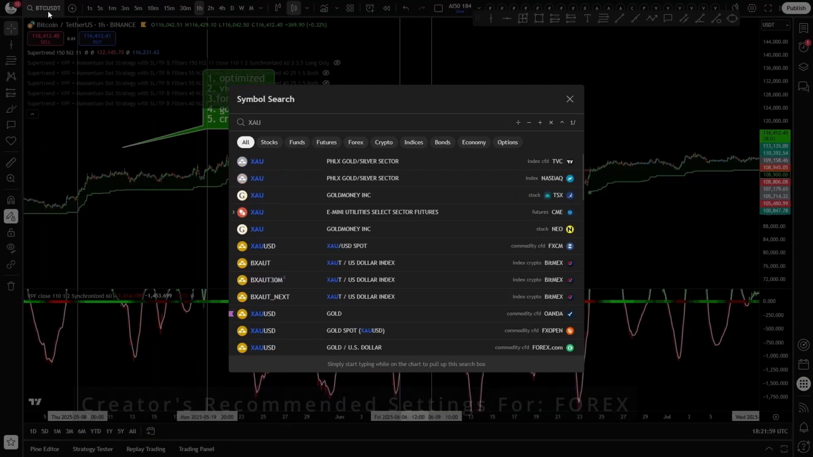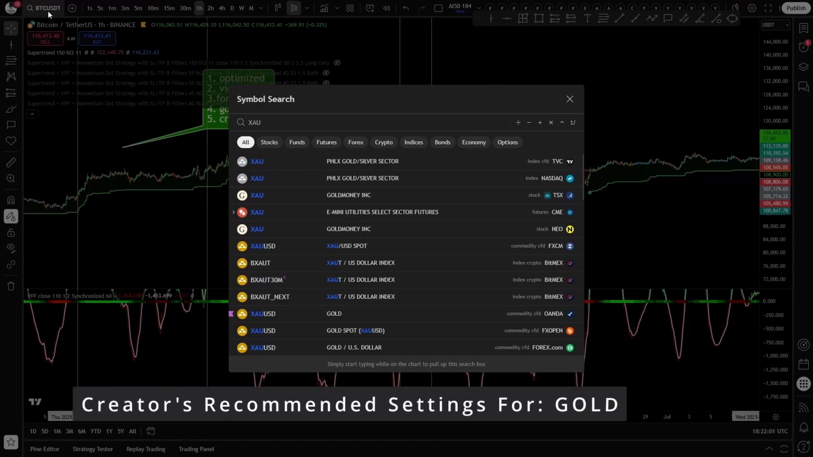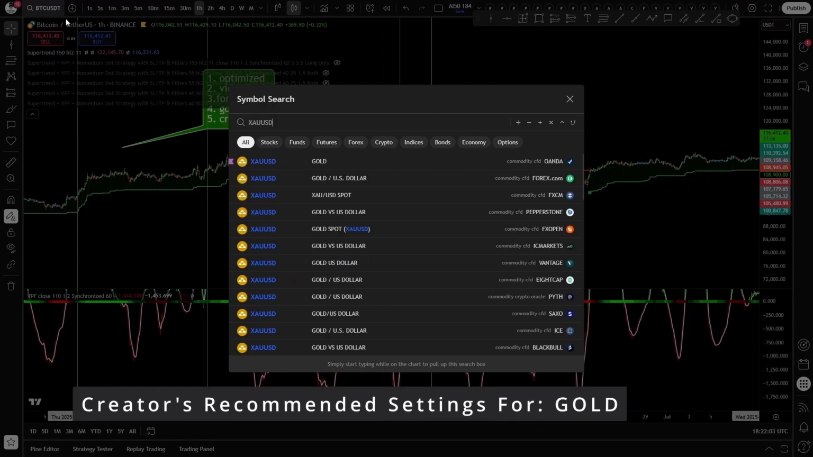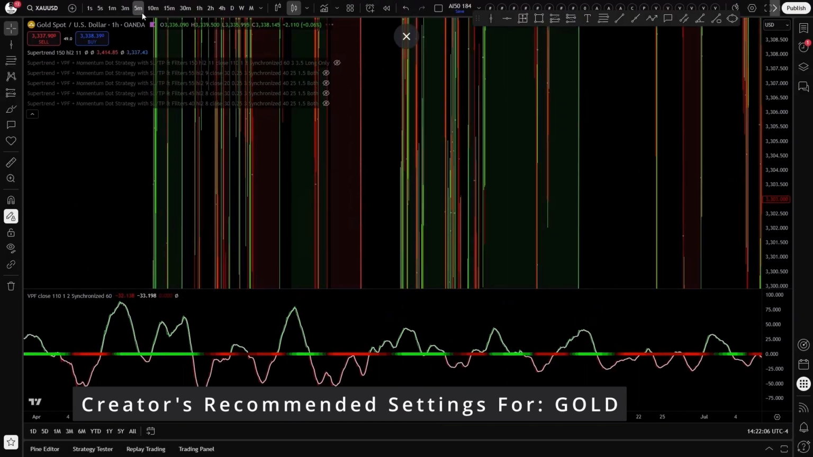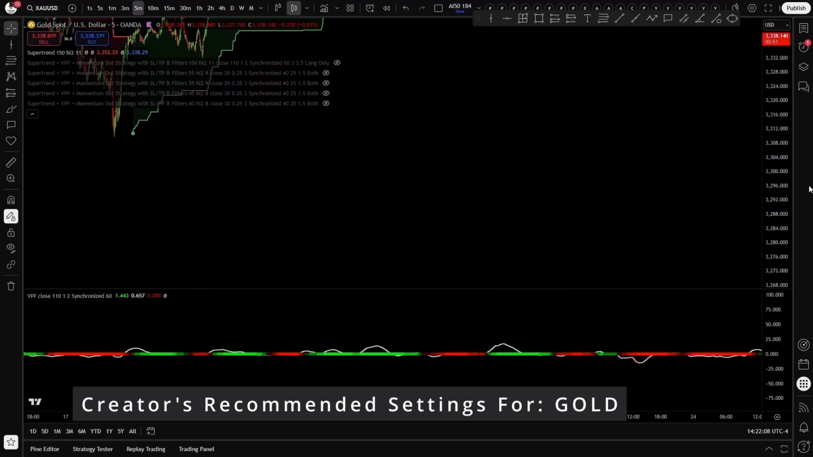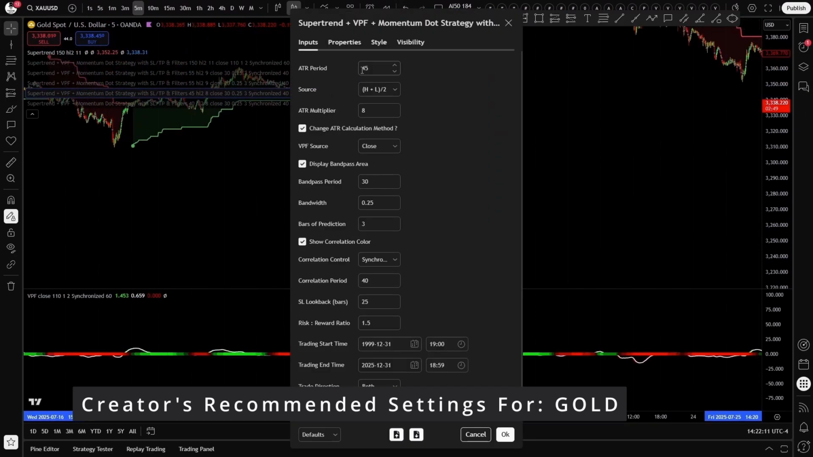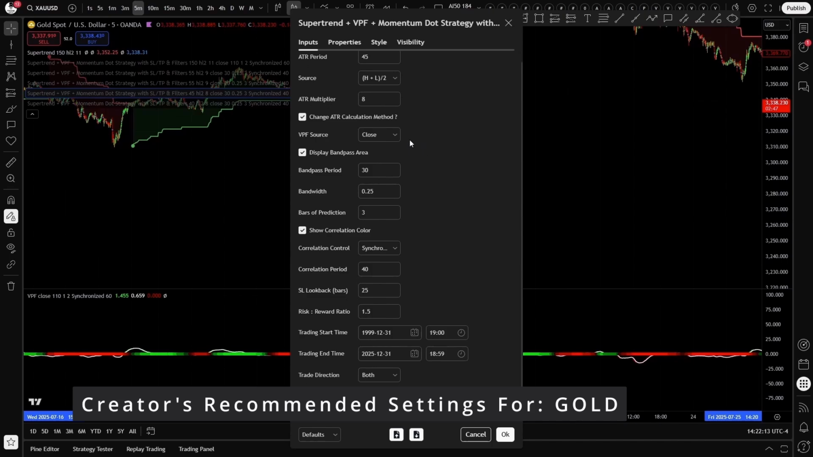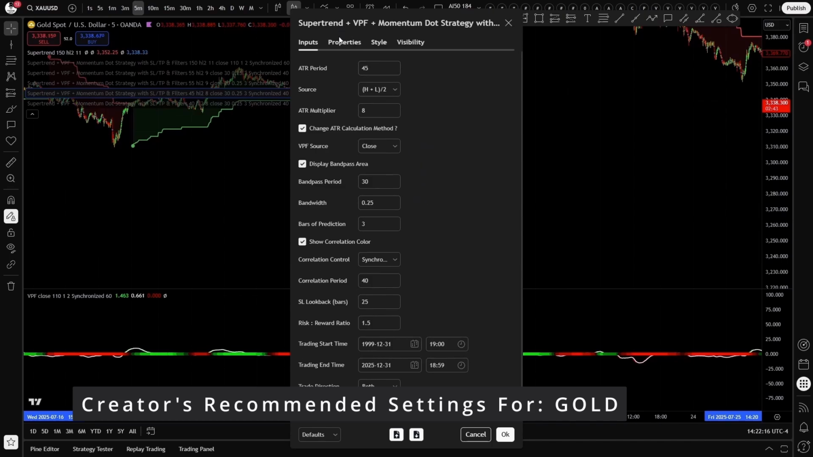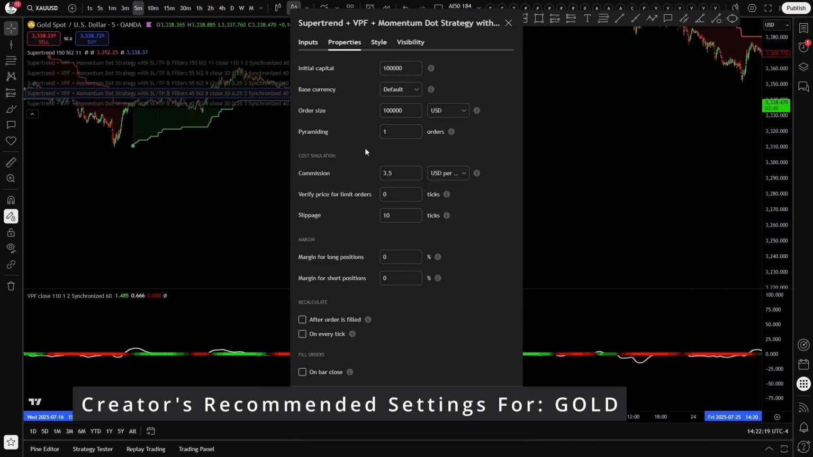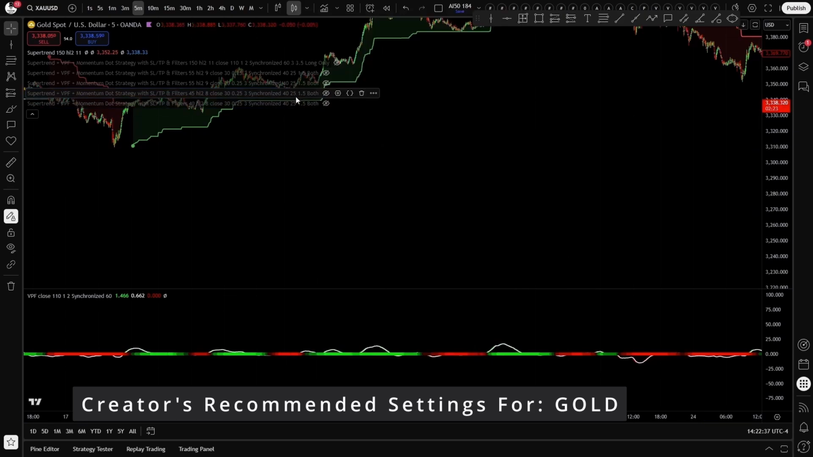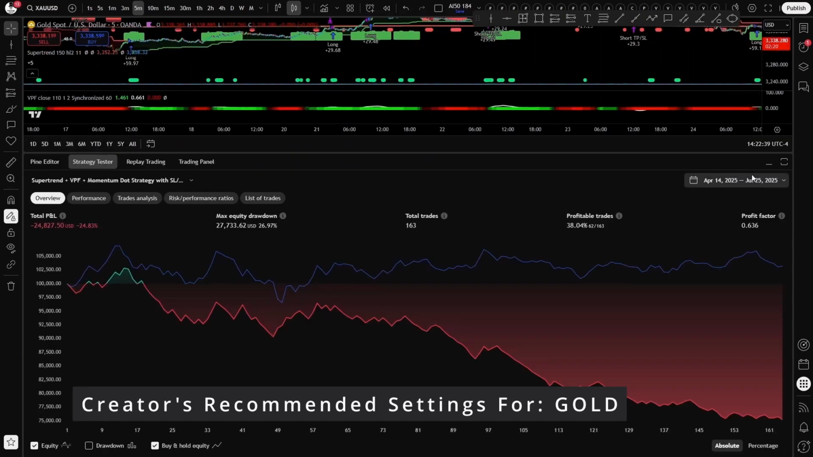Now let's see his recommended settings and the backtest results for gold, which is XAUUSD on Oanda. We will start again from the 5-minute. And for gold, these are his recommended settings. Take a look if you want to replicate them. And in the properties tab, I set up a 3.5 USD per contract fee, a $100,000 initial capital, and on each entry we are using that same initial capital to enter every trade. Now let's enable the script and let's see the results.